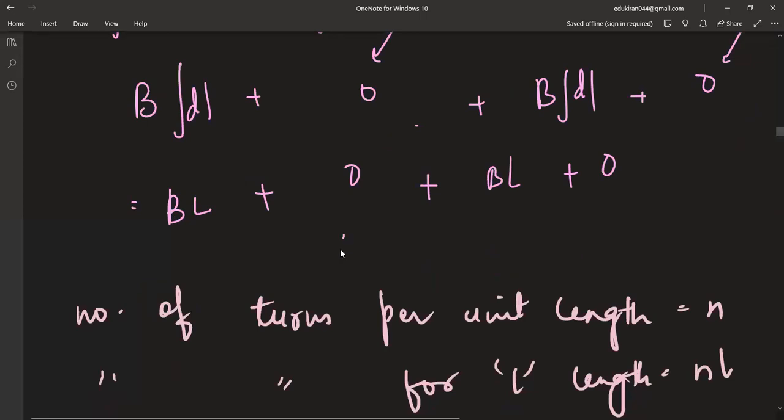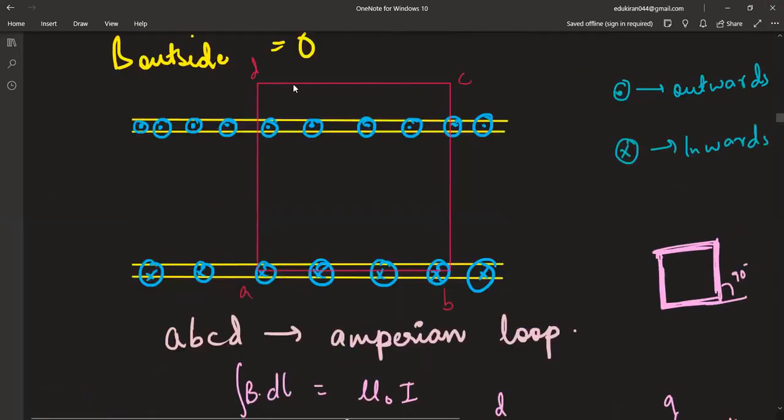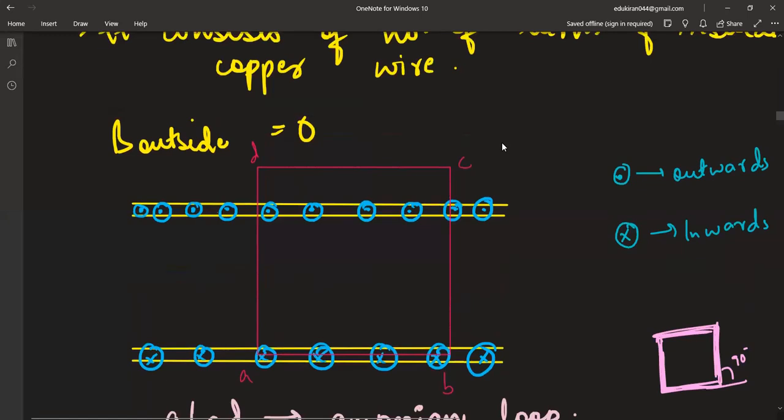This is not complete. What is the final answer then? The integral of B dl, 2BL? See, it won't be 2BL. Why? Because the segment CD is outside. Do we consider the segments which are outside? Why don't we consider it? Because the magnetic field outside the solenoid will be 0 in any place, because the magnetic field lines are not existing. This will be 0 automatically, right?